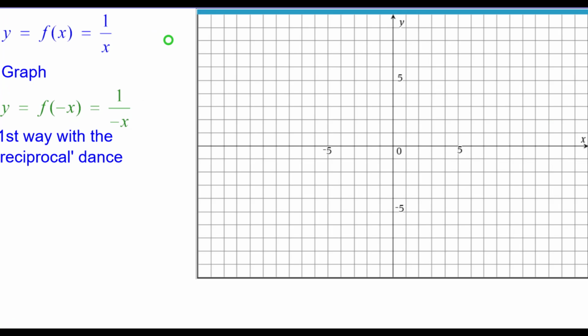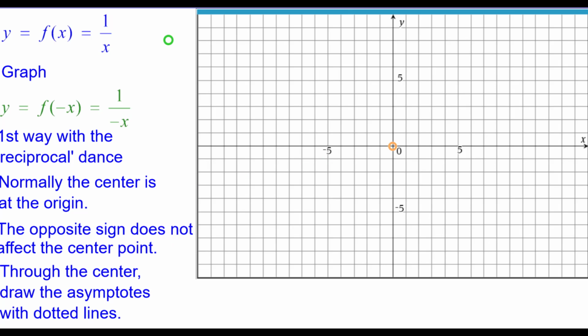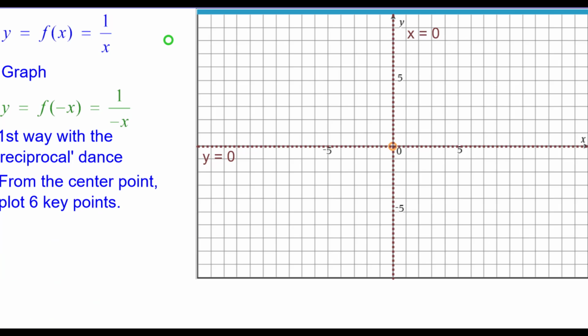First way is with the reciprocal dance. Normally the center of the hyperbola is going to be at the origin. The opposite side does not affect that center point. So we'll go ahead and plot that. Through the center, we'll draw the asymptotes with dotted lines. First the x-axis, the line y equals 0, and the y-axis, the line x equals 0.